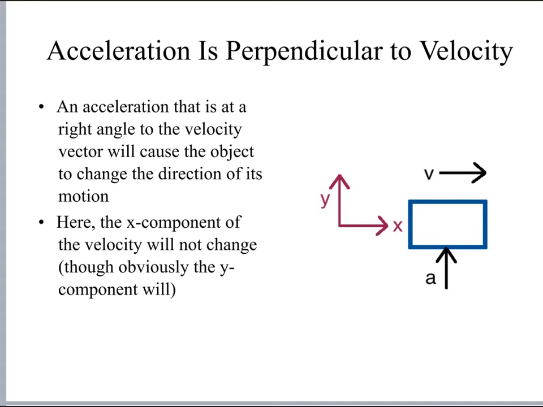So without this a here, this guy's just going to keep going in a straight line forever. But once I apply this acceleration, it's going to go off up diagonally. And so this is the key thing: if I have an acceleration that is perpendicular to my velocity, the object is going to turn.